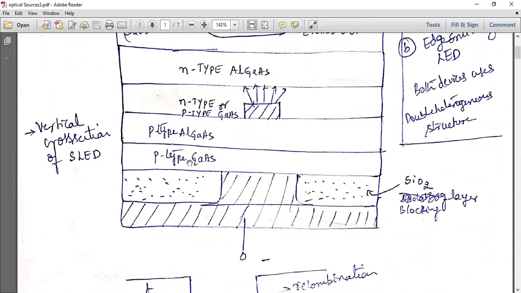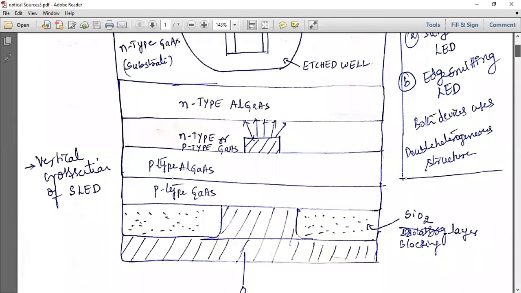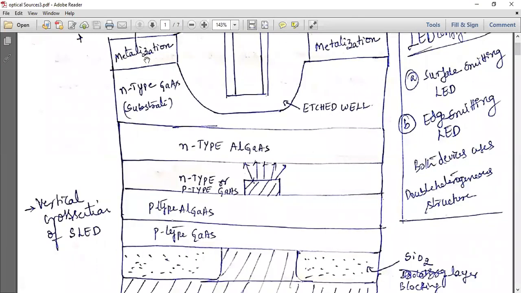If there is no blocking layer, there are chances that this may combine with this. As it's a blocking layer, it will push your holes in this direction. And also at this point, if you have a blocking layer of metallization, it will push your electrons in this direction. So your holes and electrons will be pushed in this direction due to this blocking layer. Here you don't have a blocking layer, so the holes will move in this direction.